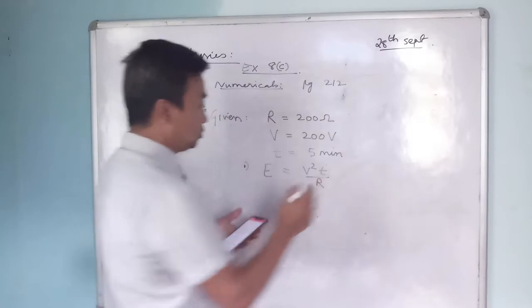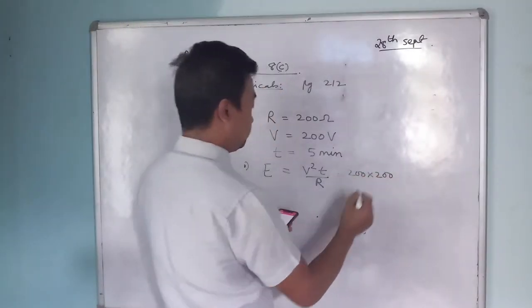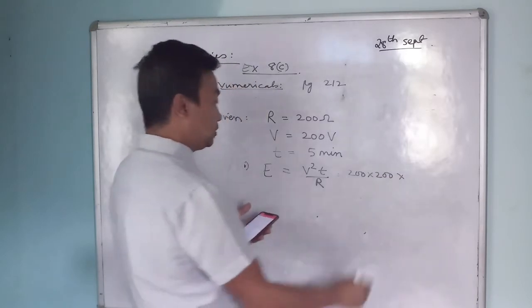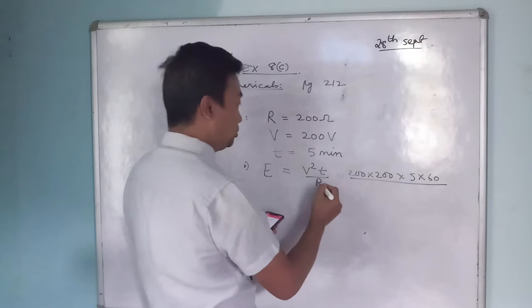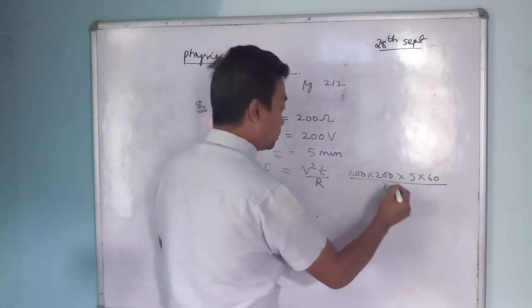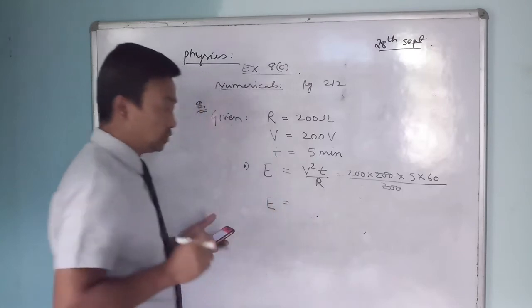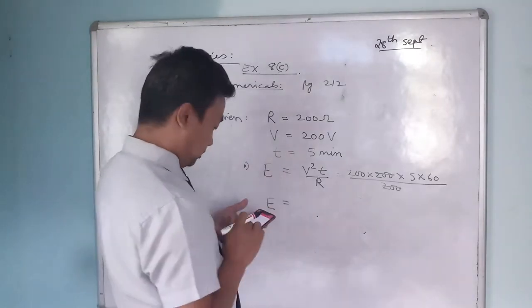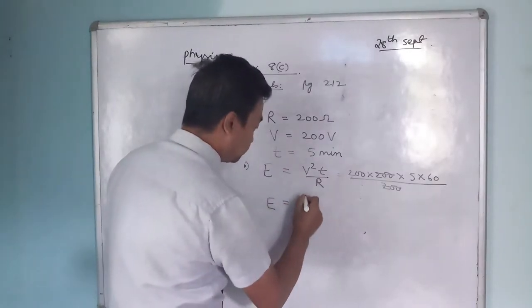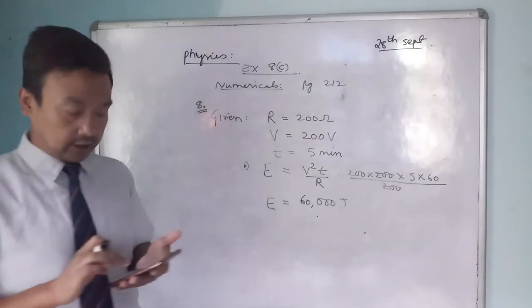V is given to you as 200. So it will be 200 into 200. Time is given to you as 5 minutes, so you have to convert it into seconds because we are finding in joule. The resistance is also 200. So 200, 200 cancel. The energy is given to you now. If you multiply all these three, you will get around 60,000 joule. So this is the first answer.